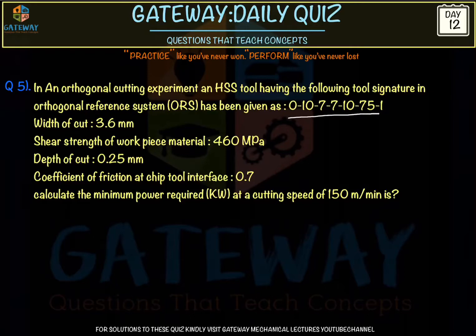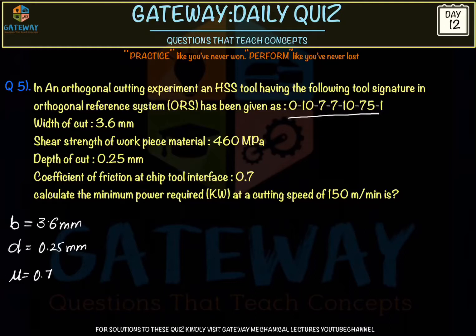We'll discuss what it is. The width of cut is given in the question as 3.6 mm, and the depth of cut was given as 0.25 mm. And the coefficient of friction mu is given as 0.7, that is nothing but equal to tan beta. From this we will get the value of beta, and that comes out to be closely 35 degrees.